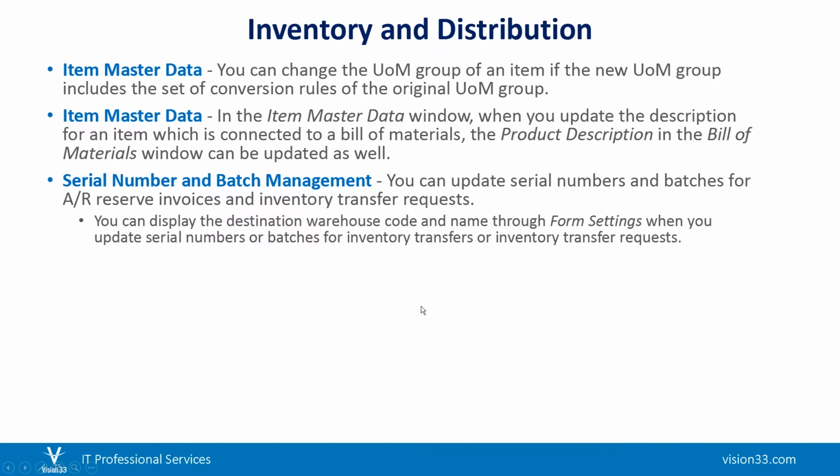Serial number and batch management, you can update serial numbers and batches for AR reserve invoices and inventory transfer requests, right? So those things were not in the list of things you could update previously. And you can display the destination warehouse code and name through form settings for this batch management function also. So you can make more things visible when you're trying to manage them.